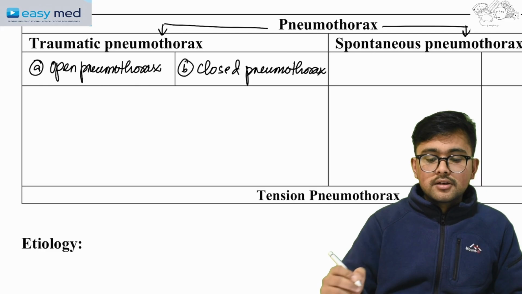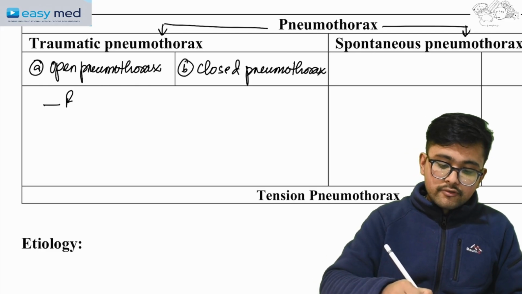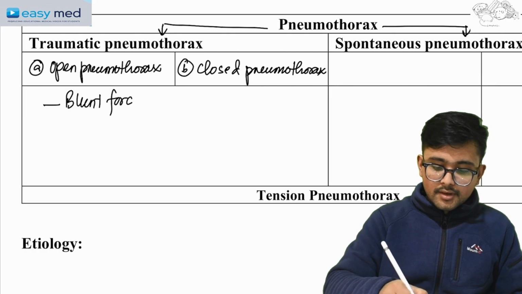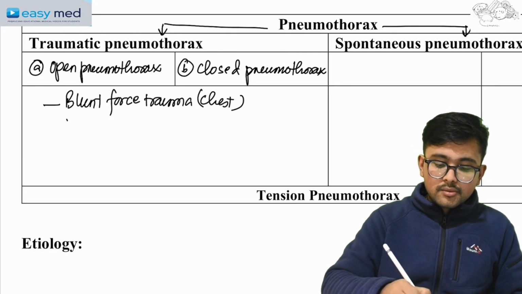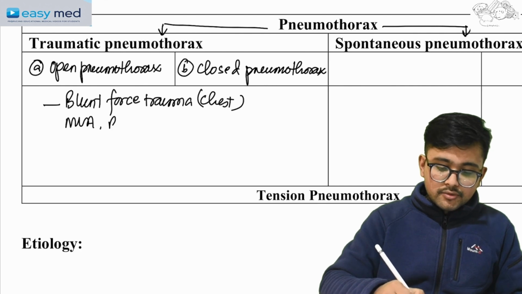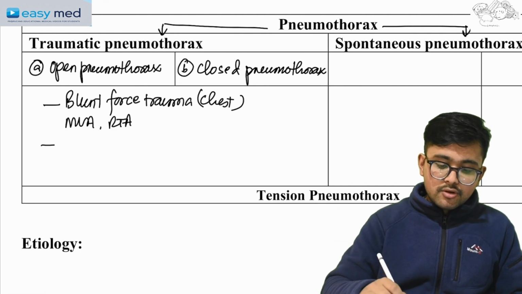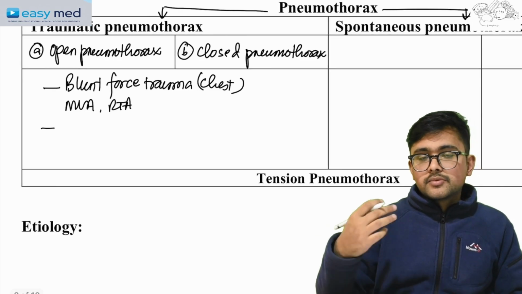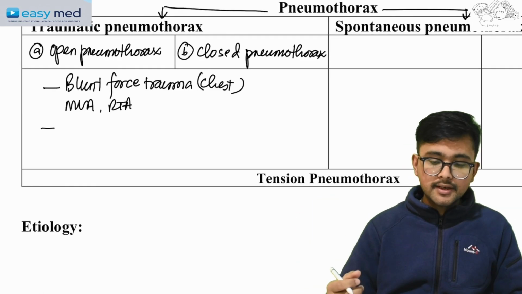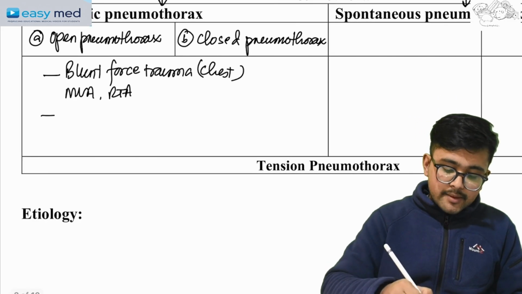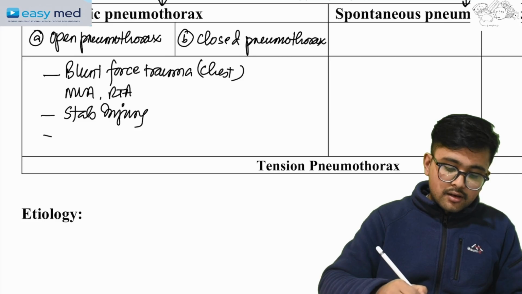So what are some of the conditions where you might see a traumatic pneumothorax? Of course, in any blunt force trauma to the chest, for example, motor vehicle accident, also known as road traffic accident, etc. But there are some other conditions where there might be trauma to the chest. And mind you, a road traffic accident might cause an open pneumothorax or a closed pneumothorax. Other causes are stab injury, which would obviously cause an open pneumothorax.